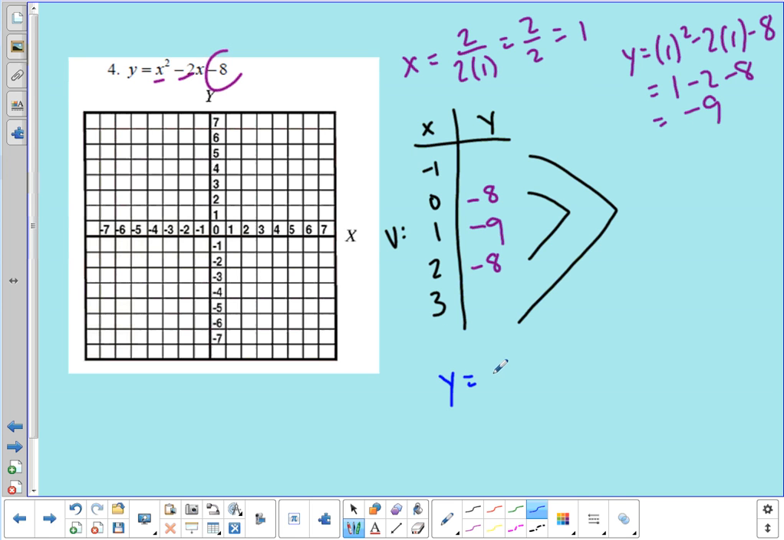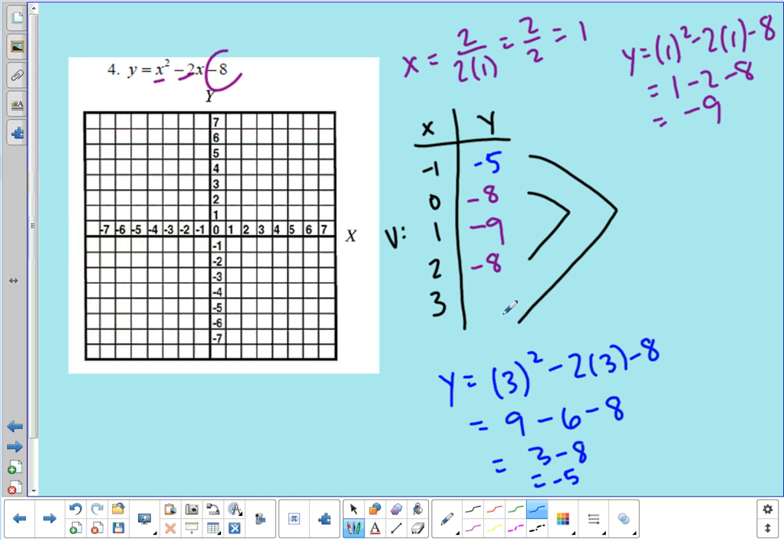I have y is equal to 3 squared minus 2 times 3 minus 8. That is 9 minus 6 minus 8. 9 minus 6 is 3. 3 minus 8 is negative 5. So this is negative 5, which means that's also negative 5. Those two match together. So now let's put them on the coordinate plane.